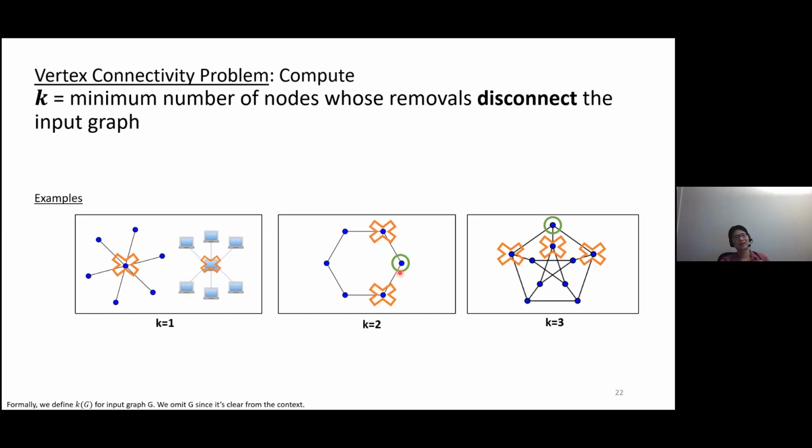And in that case, for example, if you remove these two, then this node gets disconnected. So k equals 2 in this case. And in this more complicated case, this is called the Petersen graph, by the way, you need at least 3. And in this case, k is 3. The goal is just to compute this k: how many nodes you have to remove to disconnect the graph? That sounds pretty simple, I hope.